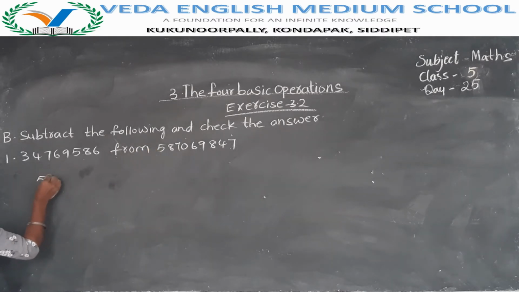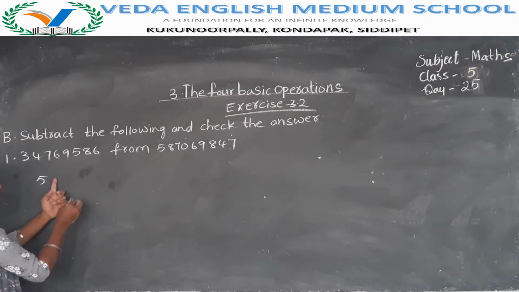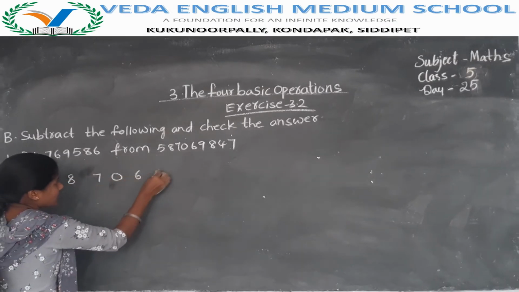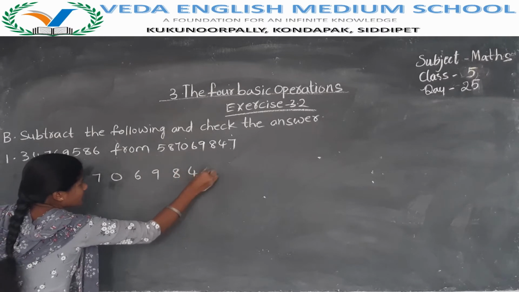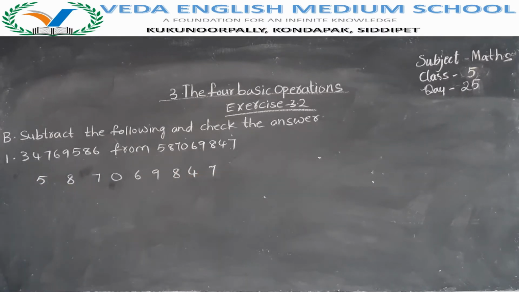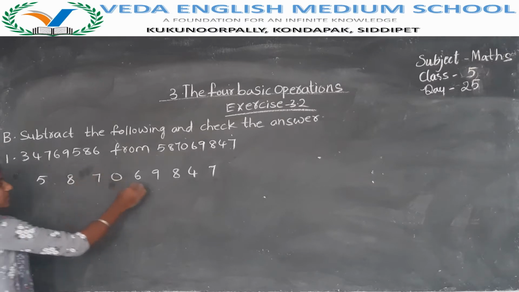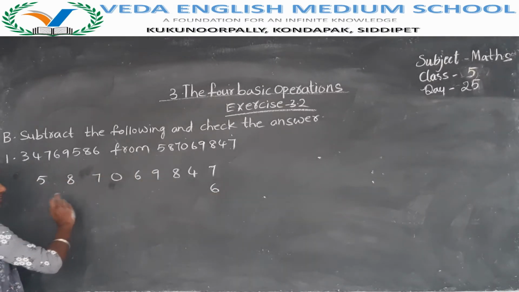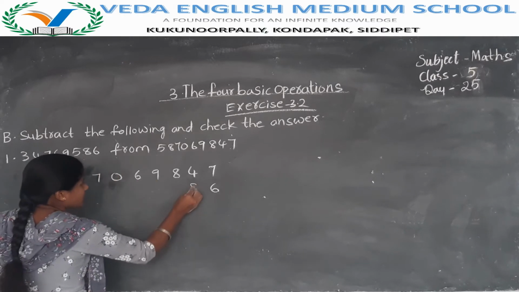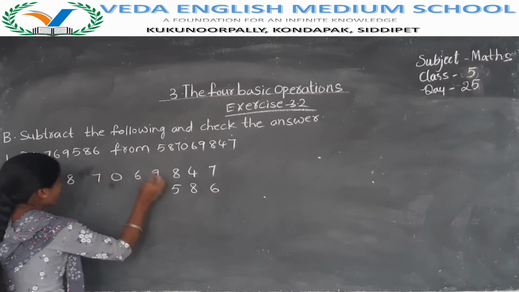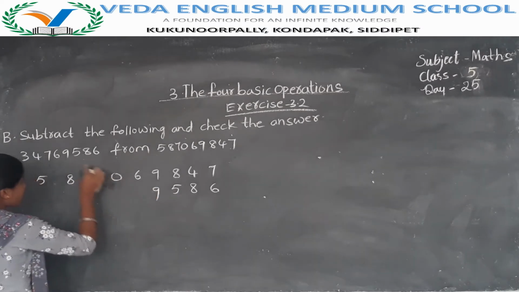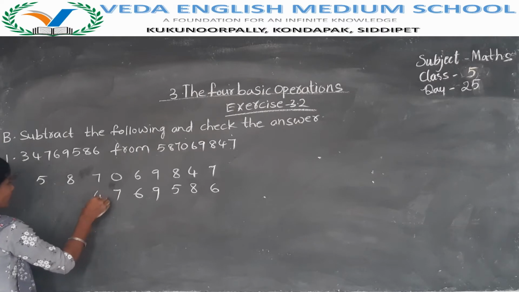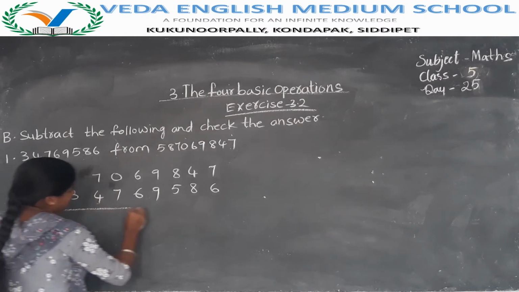While you are writing the number, write with a finger gap, it is better. 5, 8, 7, 0, 6, 9, 8, 4, 7. It is one 9-digit number. Then the 8-digit number is 6, 8, 5, 9, 6, 7, 4, 3, writing from right side to left side. Now we have written.